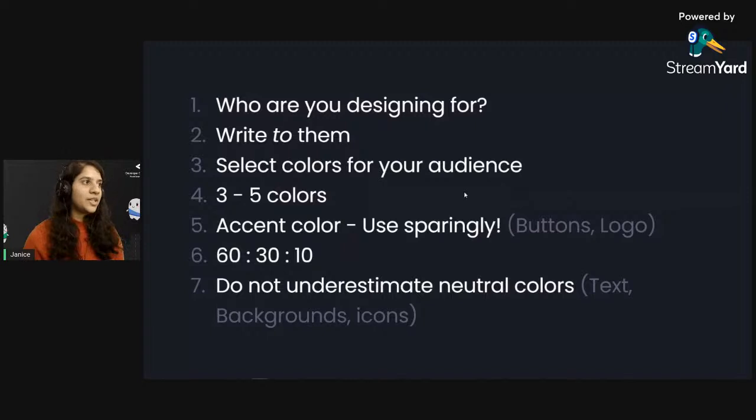And then limit your colors to around 3 to 5 colors. The accent color that you choose will be the one that is strongly associated with your app, but it is the one that is used most sparingly. So it will be used only on 10% of the screens, like buttons, logos, and all. And try to follow the 60-30-10 rule so that the screen doesn't really get cluttered.